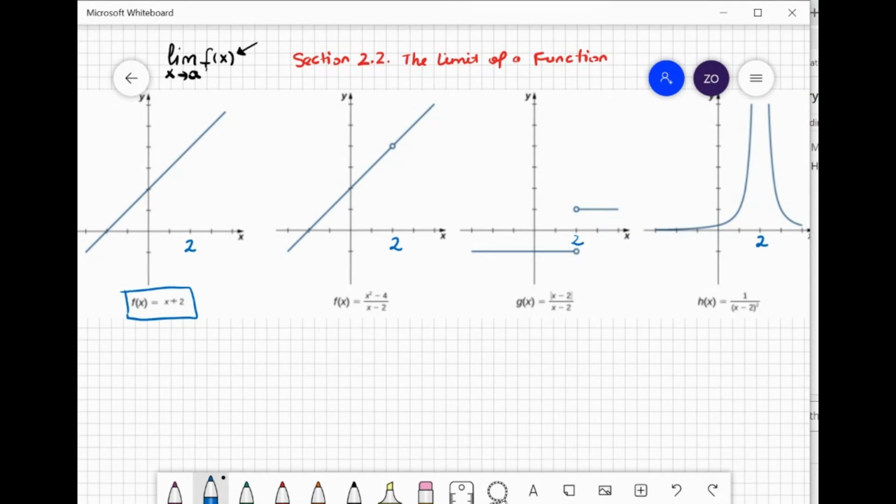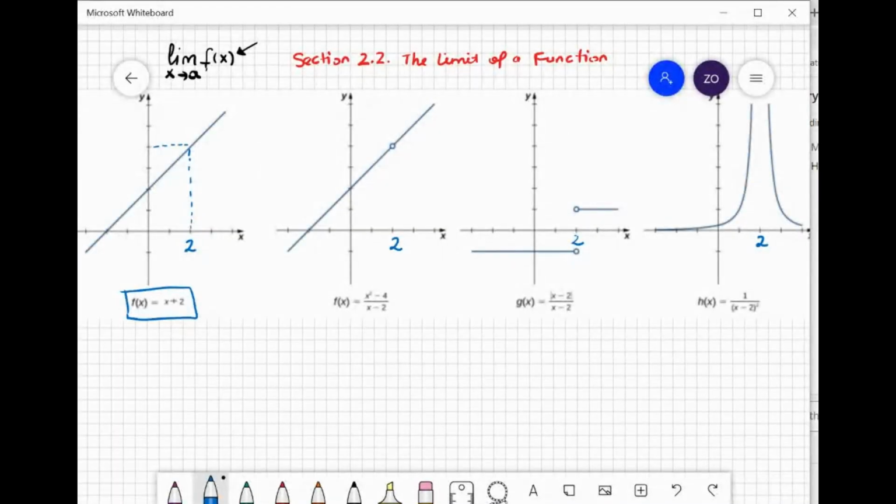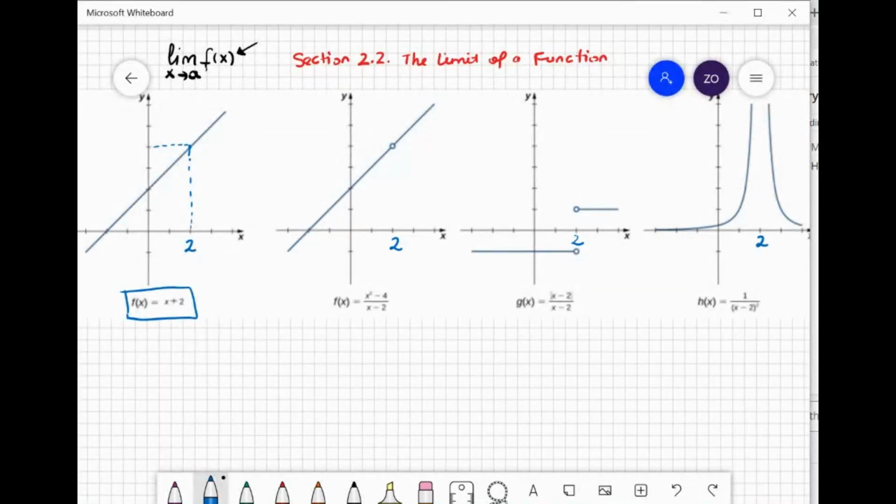So here is the function defined at 2? Can I get a yes or no? Is the function defined at 2 here in the first graph? Is the function defined at 2? Yes or no? Can I get an answer?